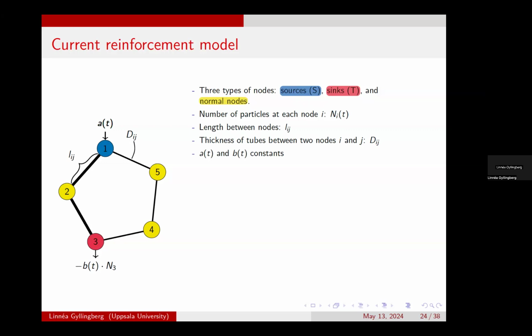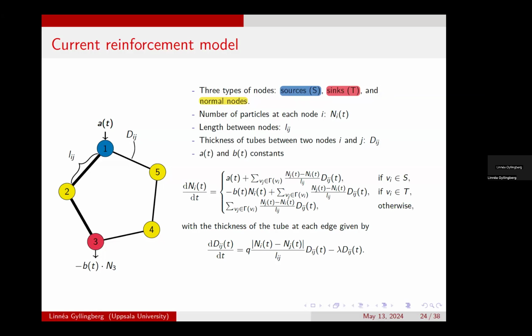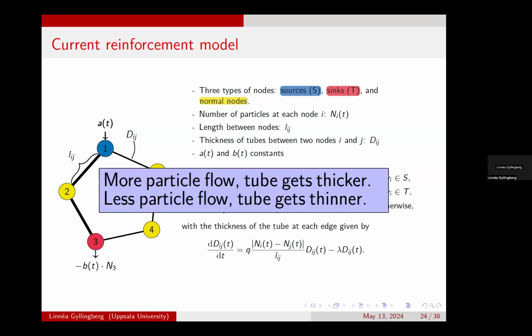Then the number of particles changes according to these equations. Here is a bunch of equations, and which one applies depends on whether it's a source or a sink. So these are the equations for the number of particles. Then the thickness of the tube at each edge is given by this equation. That's a lot of equations, but what it basically says is that the more particle flow, the thicker the tube gets, and the less particle flow, the thinner the tube gets.